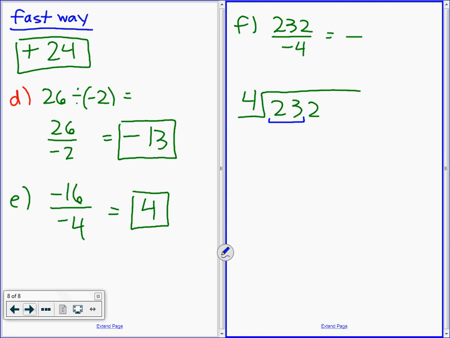5 times. Okay, so what we're going to say then is 5 times 4 is 20, right? So what we did is you just multiply this times this.